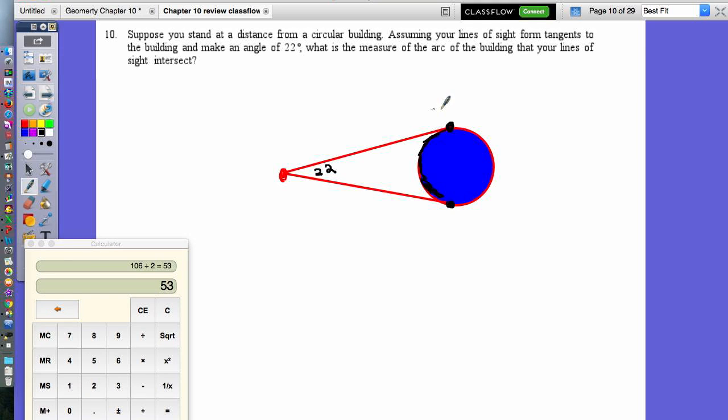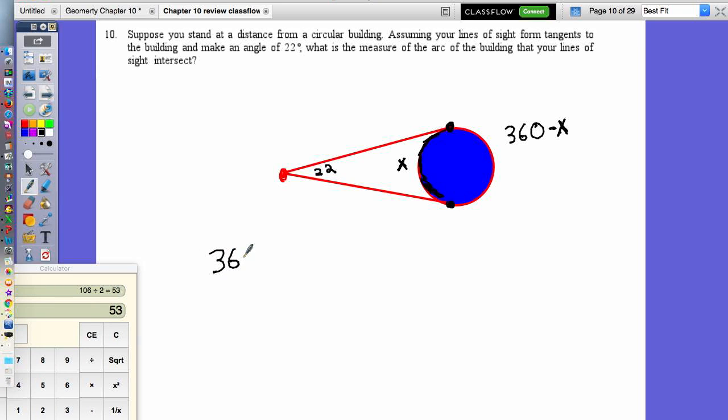Okay? So you actually separate this entire circle into two arcs. One of them is here, one of them is here. This is the arc you want to find. So if you had an entire circle, that's 360 degrees, and you took away the part that you see, the part that you don't see of the circle is 360 minus x.